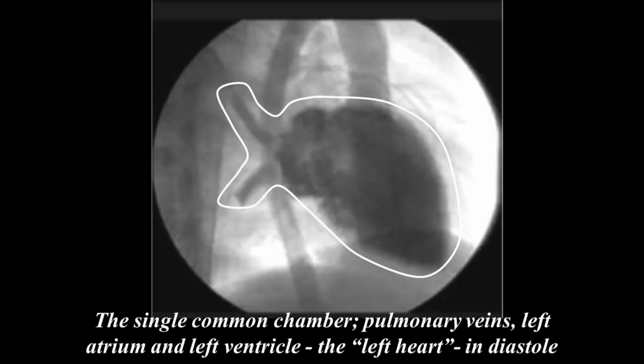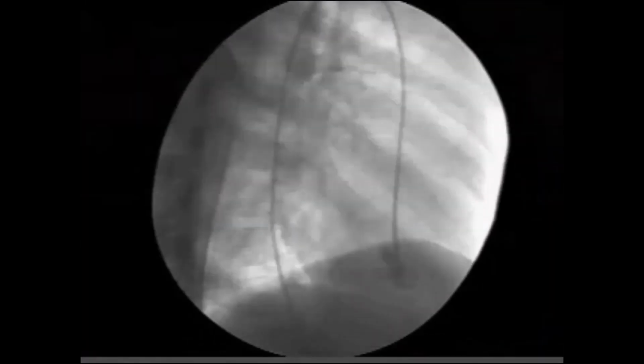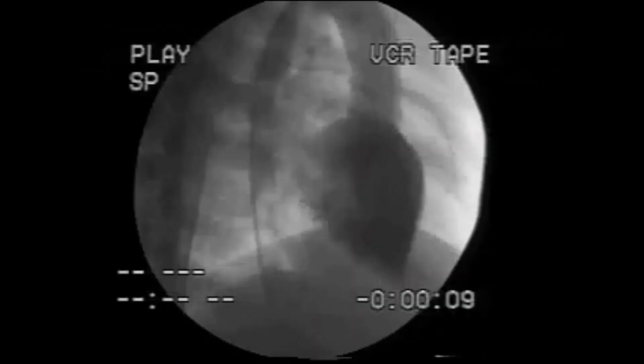And moving on to the next image, we see the left ventricular single common chamber which occurs in diastole. And once again, these are two distinct chambers. Now, for those of you who watched to the very end of the video, you may have just caught a glimpse of a little flush of retrograde contrast material leaving the ventricle and going backwards into the left atrial appendage. And this is a brief episode of mitral regurgitation.